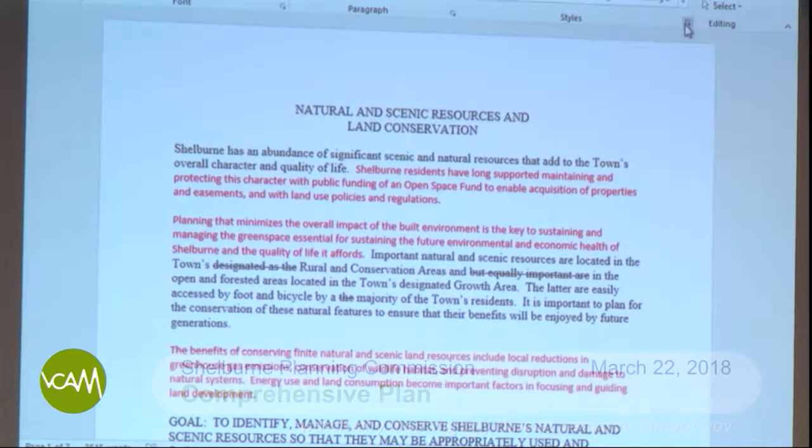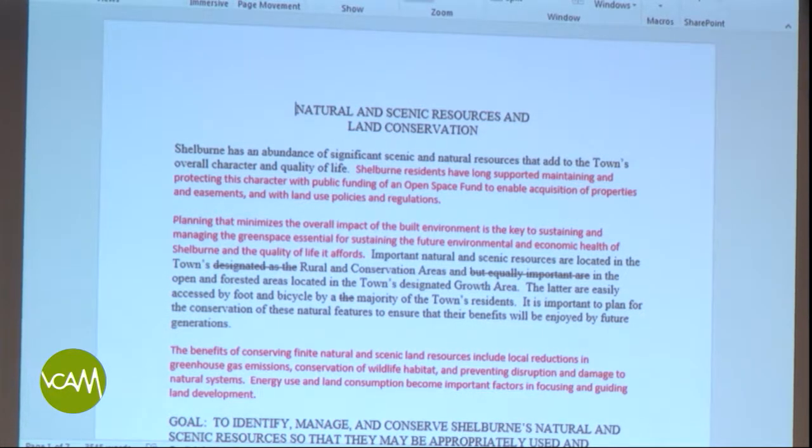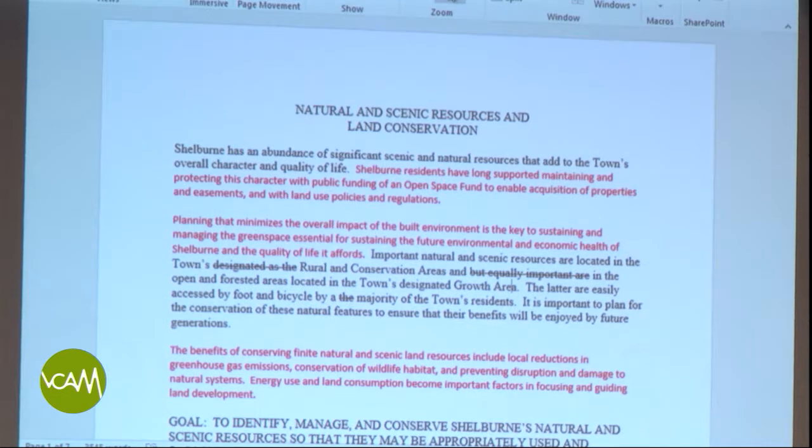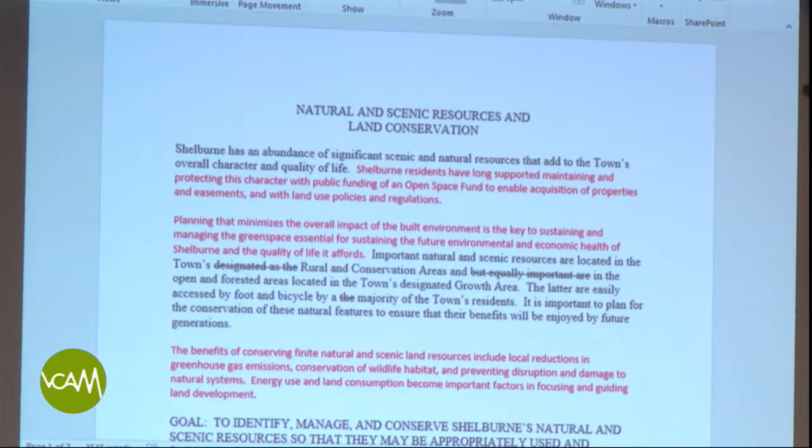And then I just changed the order a little bit of the second paragraph, to create a larger context for describing the scenic and natural resources, where they're located, and why this is important. And then I added a small paragraph at the end that talks about the fact that these are finite resources, and that conserving them brings many benefits that support Shelburne as a place that will continue to be a nice place to live long into the future.